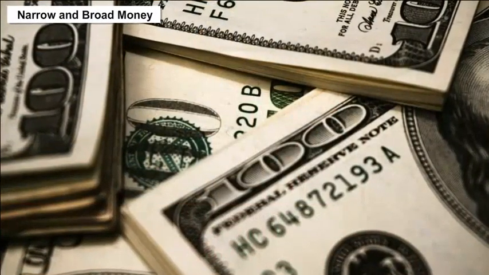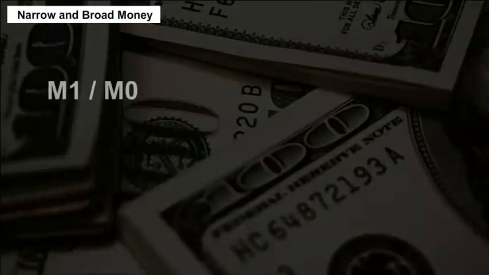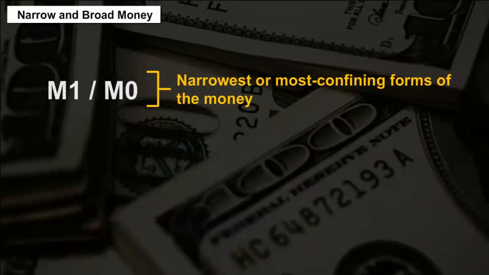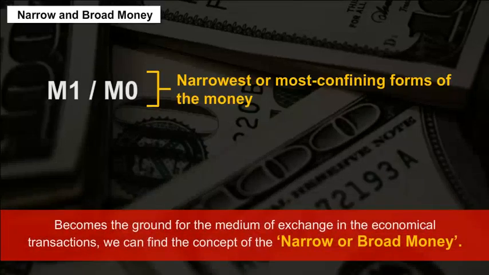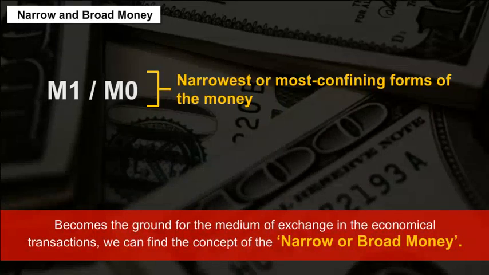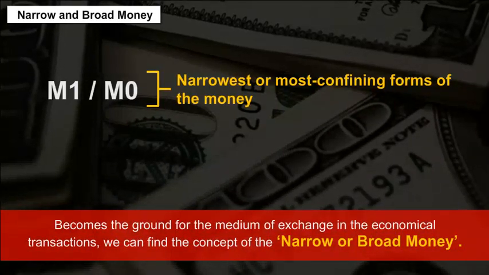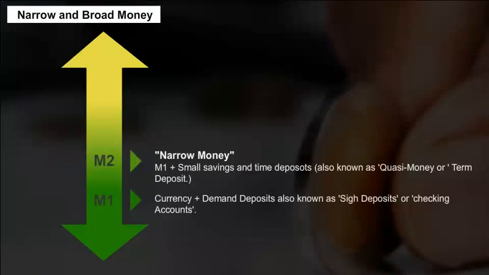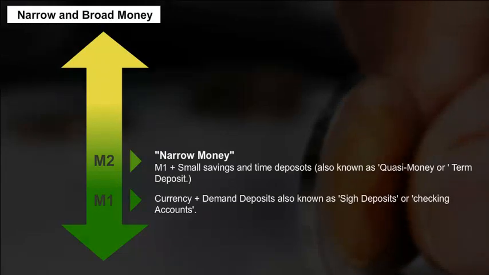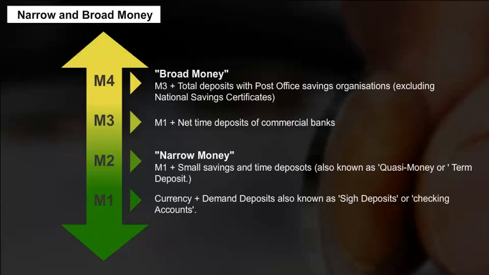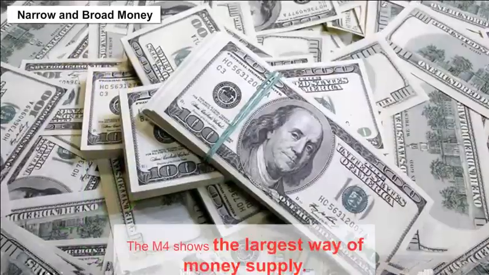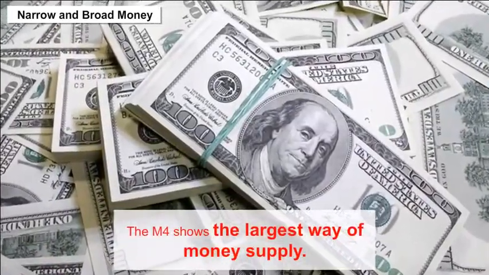Narrow and broad money. From the calculation, M1 or M0 is the narrowest or most confining form of money and becomes the ground for the medium of exchange in economic transactions; from there we find the concept of narrow or broad money. In general, M1 and M2 depict the narrow form of money, and M3 and M4 signify broad money. M4 shows the largest measure of money supply.